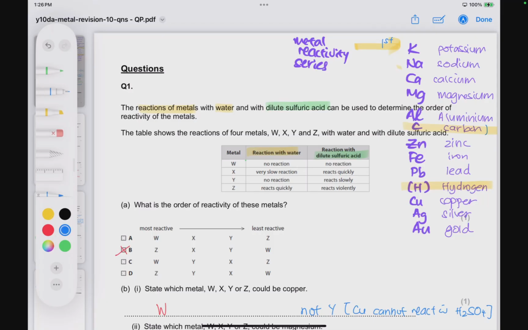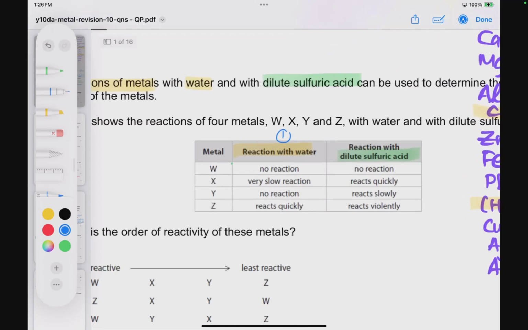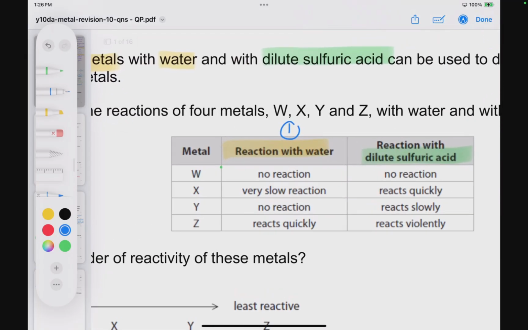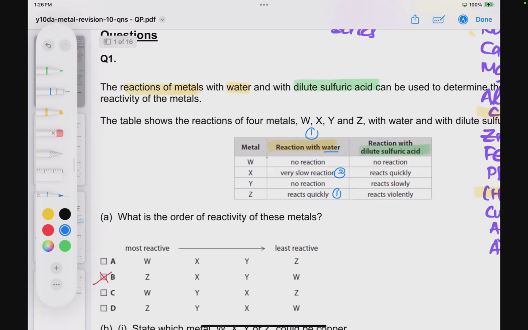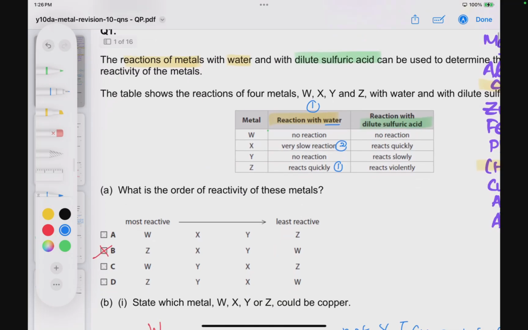Now, let's look at the first column, which is with water. You will be able to see which metal is the most reactive, right? With water, this is the first thing you should be looking at. With water, the one that reacts quickly, followed by a very slow reaction, is still considered a reaction. And you will be able to identify the most reactive metal here, just basically using reaction with water. So Z is the most reactive one. That means Z is the potential answer. So right now, although I've crossed out B as the answer, we're going to work backwards and prove to ourselves why B is the answer here.